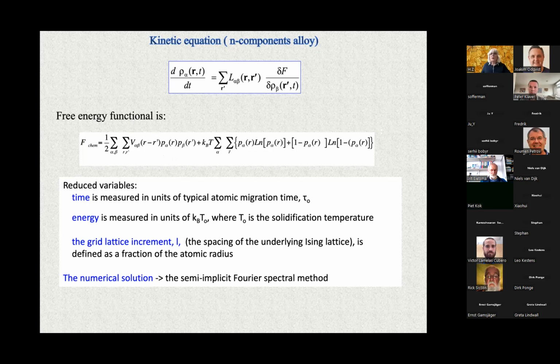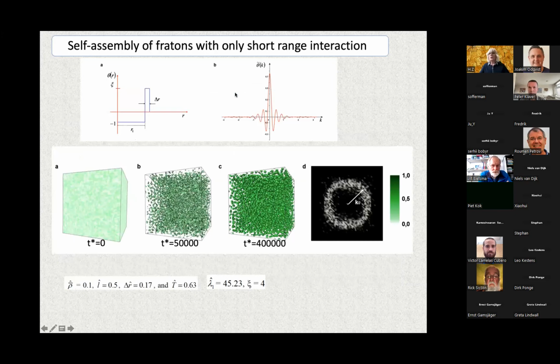And as I said, more important, the simulation grid will be smaller than the distance between neighboring atoms. So the reduced variables that we use: the time is measured in units of atomic migration time, the energy in units of kB T0, where T0 is the solidification temperature. The grid size is just the increment L, which depends on the distance between the atoms, and usually we use the semi-implicit Fourier spectral method to solve our kinetic equation. So now we go to maybe the more interesting part, to show you how it works and what we can extract from this kind of modeling.